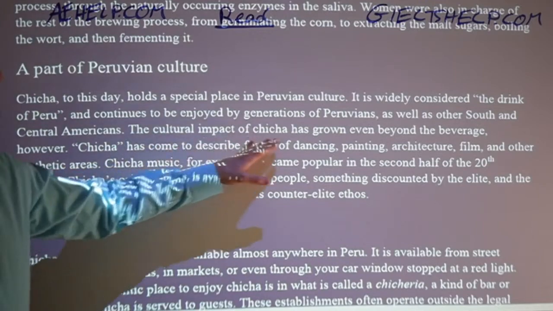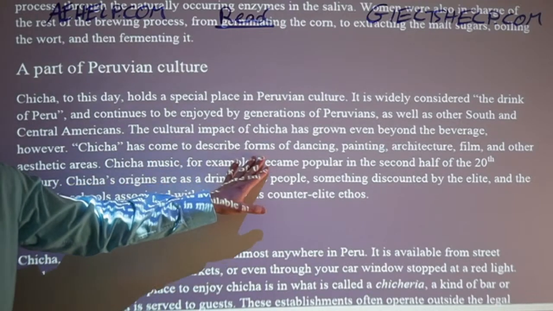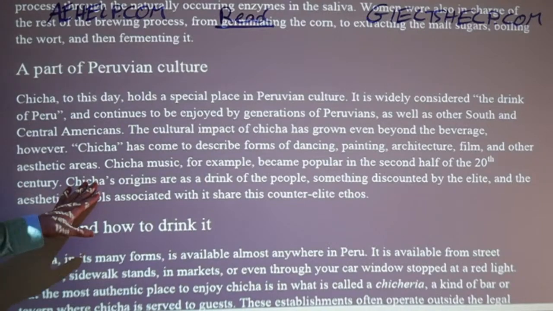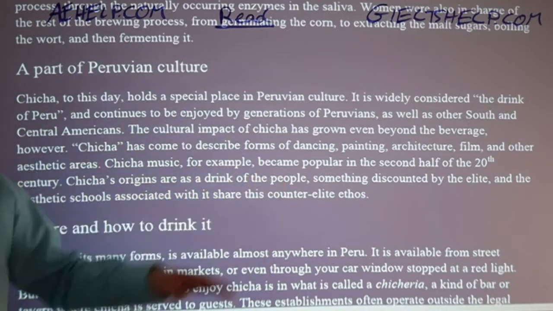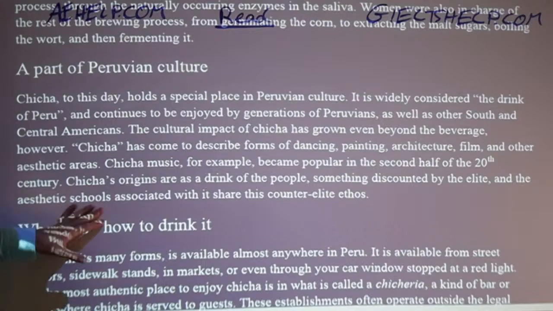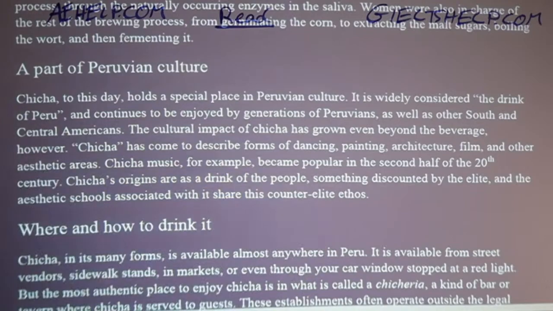The cultural impact of chica has grown even beyond the beverage, however. Chica has come to describe forms of dancing, painting, architecture, film, and other aesthetic areas. Chica music, for example, became popular in the second half of the 20th century. Chica's origins are as a drink of the people, something discounted by the elite, and the aesthetic schools associated with it share this counter-elite ethos.